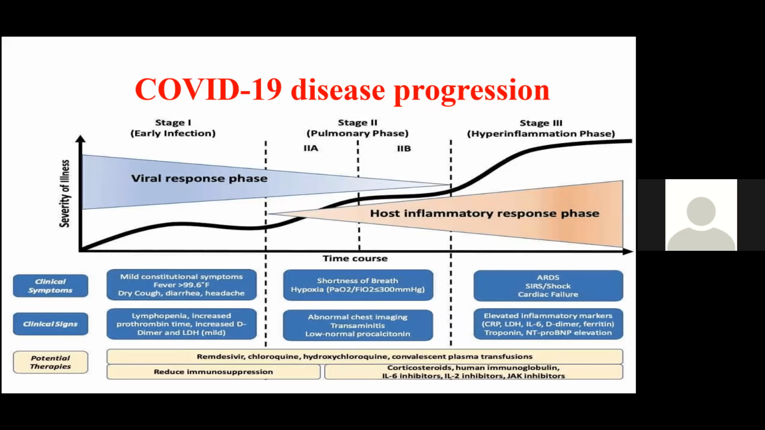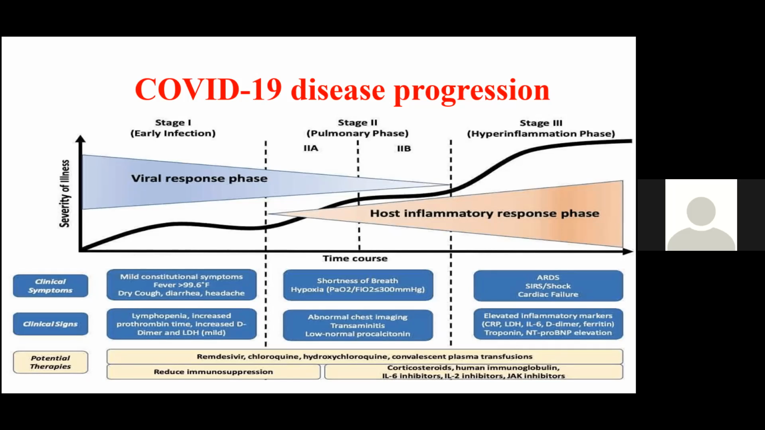For the 3rd stage, clinically they will have ARDS confirmed, and sometimes they are in shock, and sometimes they have cardiac failure. For clinical signs, they will have elevated inflammatory markers: CRP, ESR, interleukin-6, D-dimer, troponin. Those enzymes will be elevated.